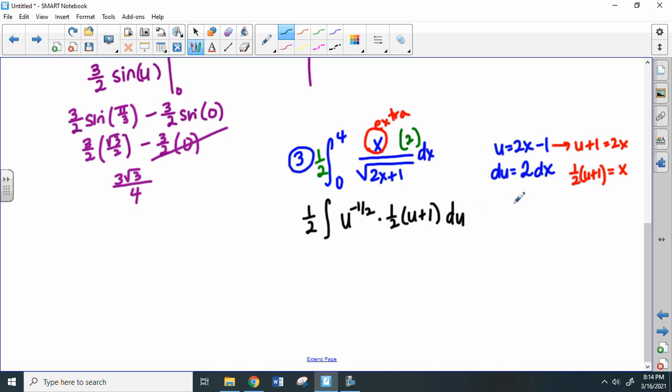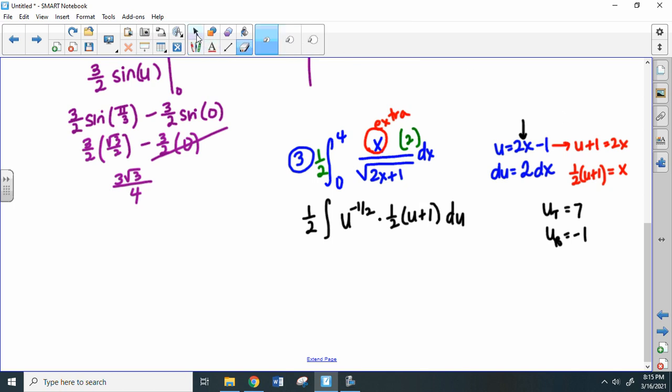All right, and we need to get our bounds. So I need a top bound and a bottom bound. All right? And I get those by plugging in the x into the u equation. So 2 times 4 is 8, 8 minus 1 is 7, 2 times 0 is 0, minus 1 is negative 1. I did something wrong. Oh, I wrote this wrong. All right, 2 seconds.